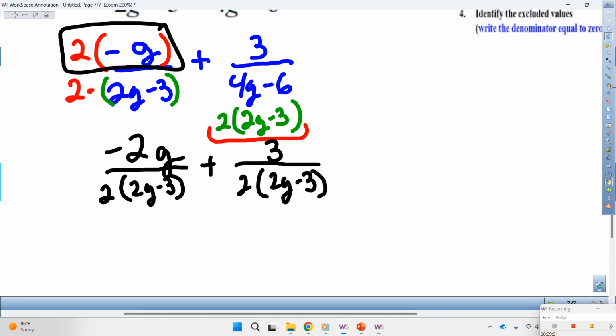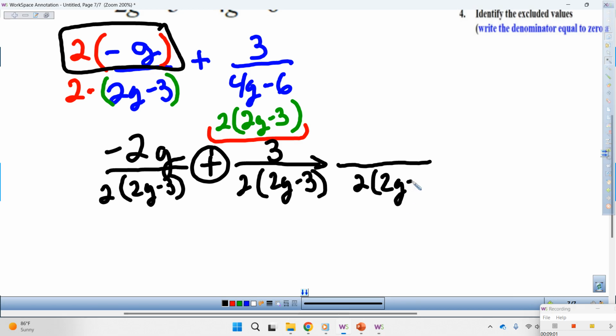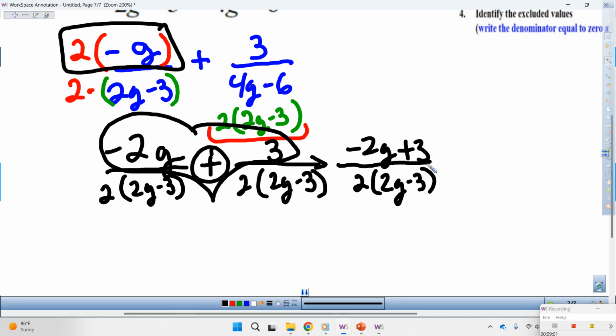All right, step 2, done. Oh, almost. Now we need to do what? Add. All right. So our common denominator for both is 2 times 2G minus 3. And then we need to combine the numerators. Negative 2G plus 3. And what do we write here? Tell your neighbor, please. What do we write there? Renzo. Negative 2G plus 3. That is correct.